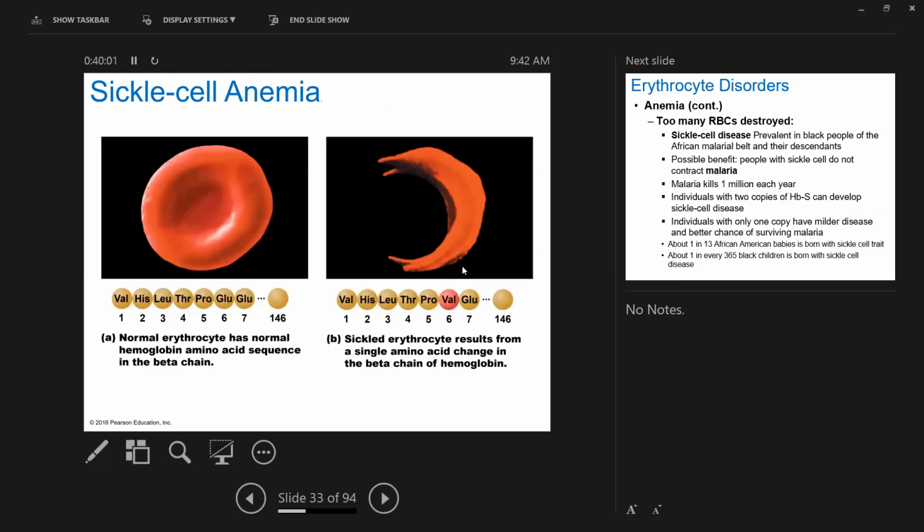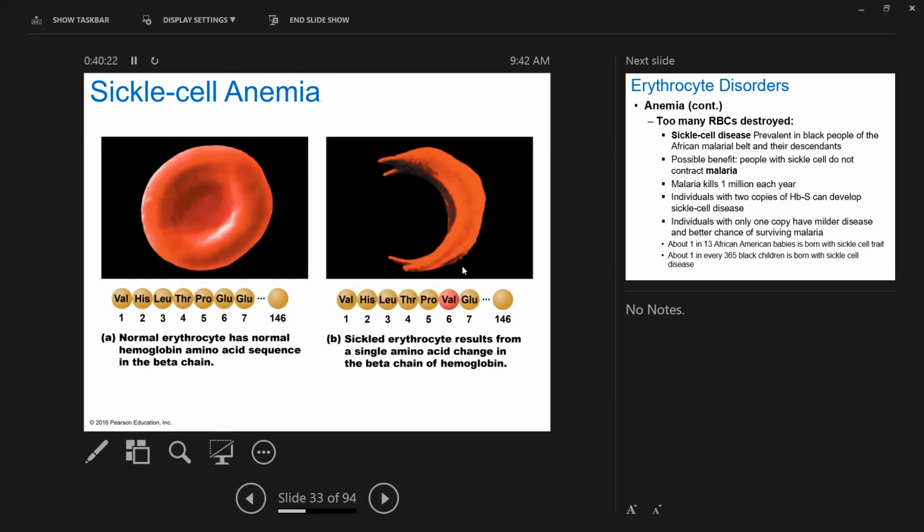And the cells look like this. It's the normal red cell on the left. That is a sickle cell disease red cell on the right. This is when it's under oxygen stress, when you're exercising. When the demands for oxygen go up, the red cell assumes this brittle crescent shape.